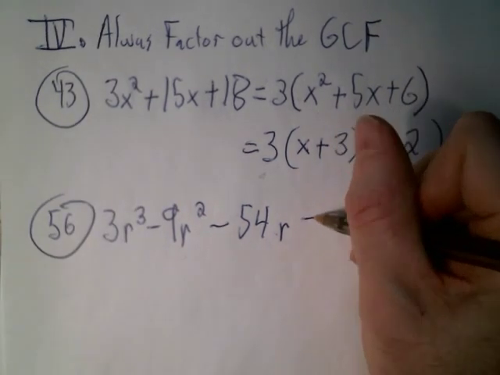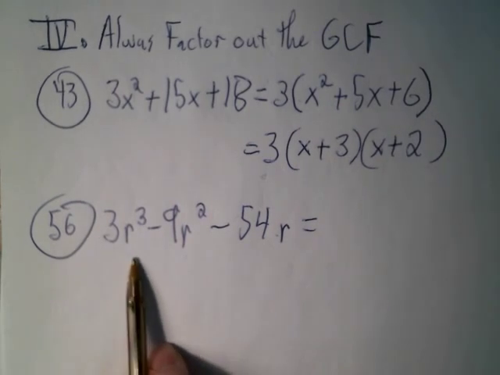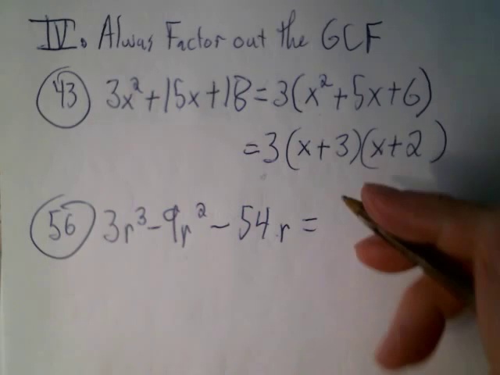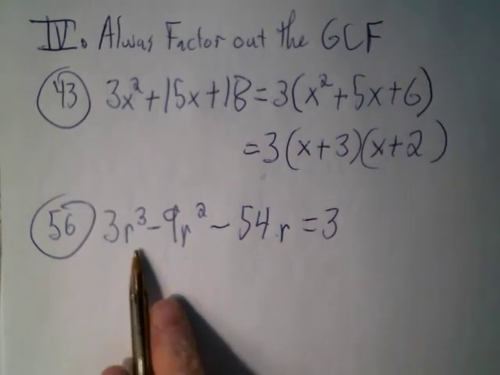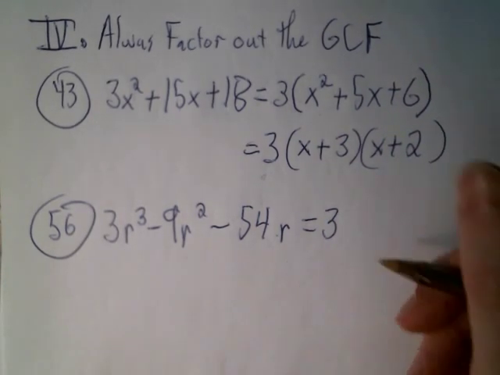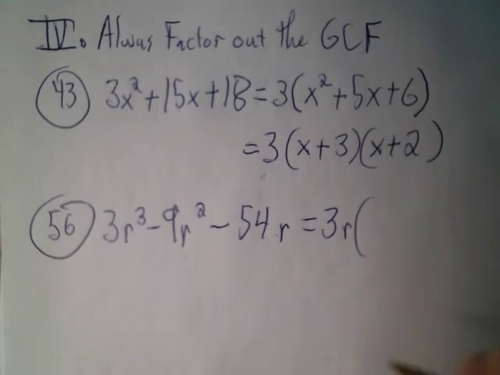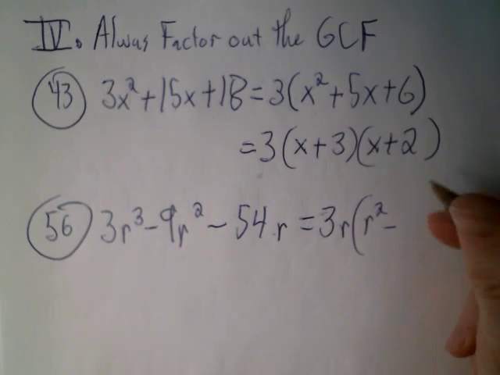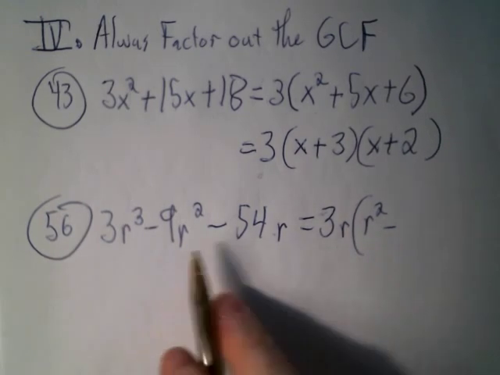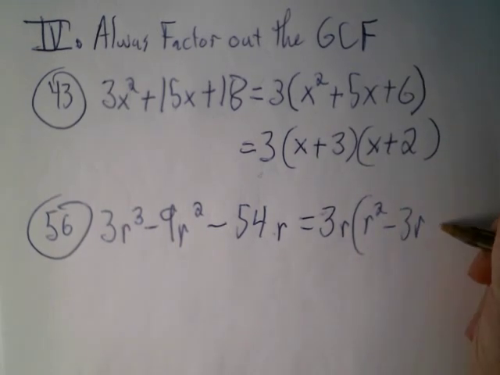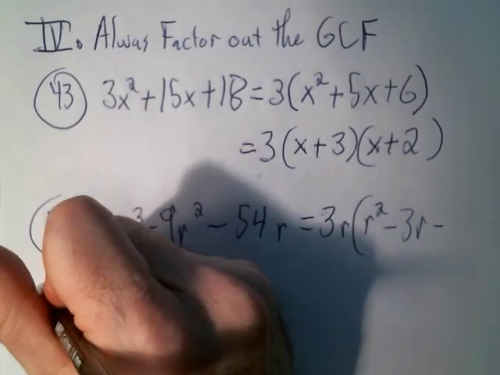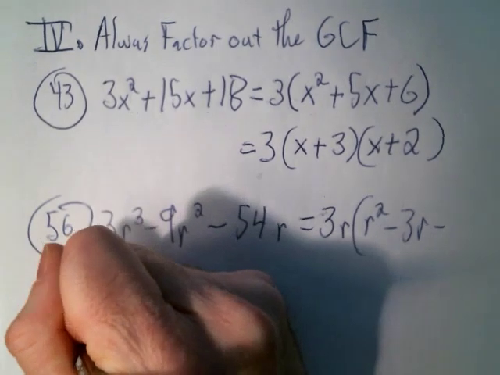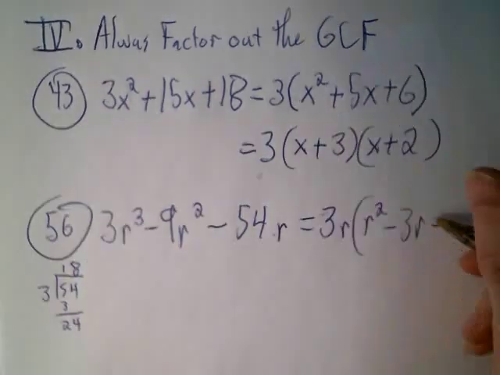In this case, we can factor out both a constant and a variable. Okay, so each constant number is divisible by 3, and then each variable is divisible by r. Okay? So what's left over? We'll have an r squared minus, 3r times what is 9r squared? Well, 3r. And then minus, how many times does 3 go in the 54? Looks like 18.